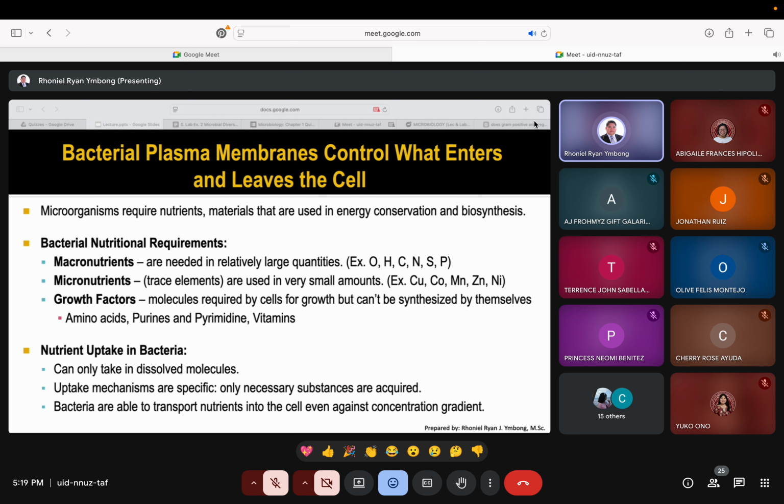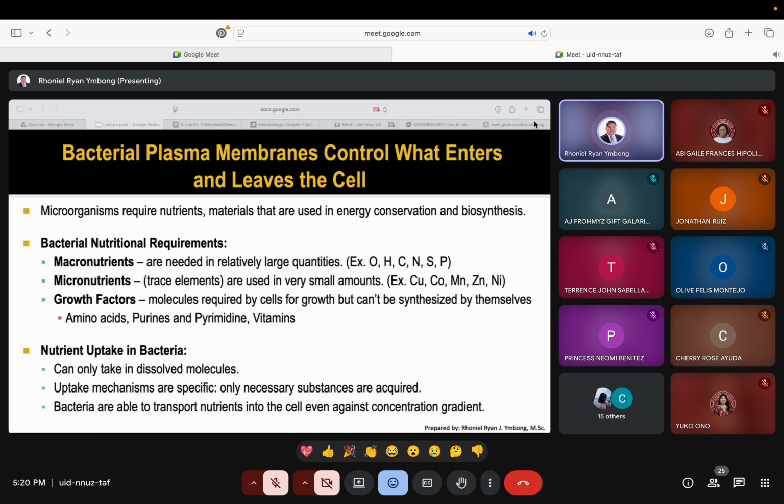Next and finally, no, your bacteria are also able to transport nutrients into the cell even against the concentration gradient. So aside from having passive transport, which is diffusion and osmotic movement of materials, your bacteria have ample active transport for them to really get those necessary nutrients, no?